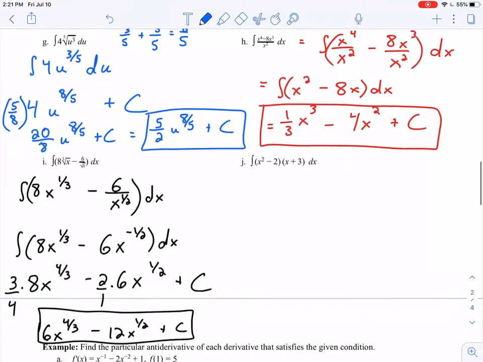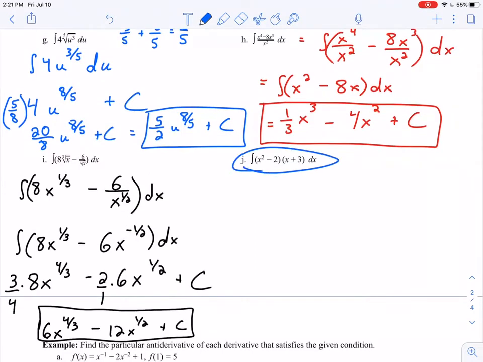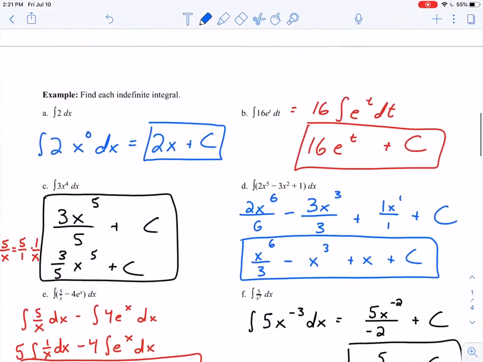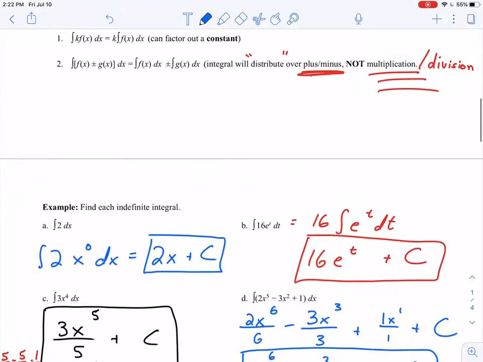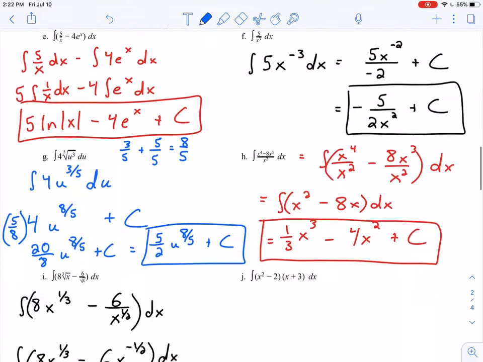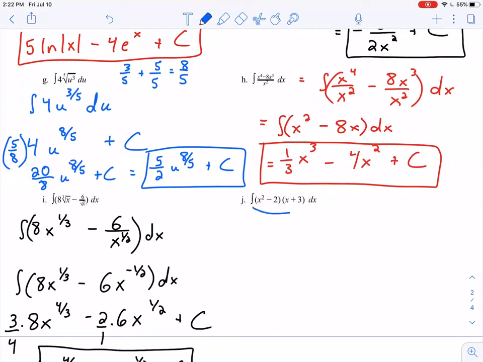One last example that we have here in J, we have the indefinite integral of x squared minus 2 times the quantity x plus 3 dx. And again, I'm going to scroll back up here because I'm going to point out, remember we said that we cannot distribute over multiplication. We cannot just distribute that integral sign over multiplication. So we need to take a second to rewrite this so that it doesn't involve any multiplication.